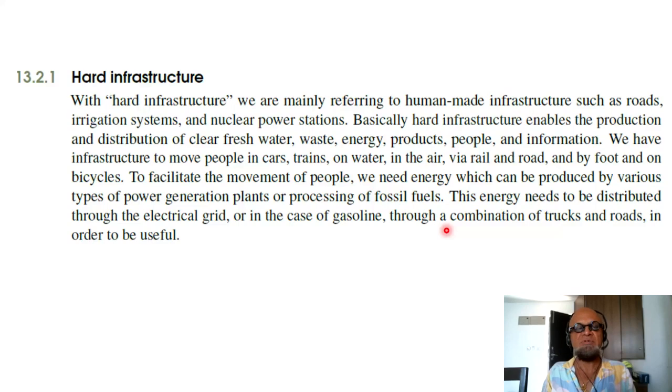Basically, hard infrastructure enables the production and distribution of clean fresh water, waste, energy products, people, and information. We have infrastructure to move people in cars, trains, on water, in the air, via rail and road, by foot, and so on, as well as bicycles. To facilitate the movement of people, we need energy, which can be produced by various types of power generation plants or processing fossil fuels. This energy needs to be distributed through the electrical grid, and in the case of gasoline, through a combination of trucks and roads in order to be useful.